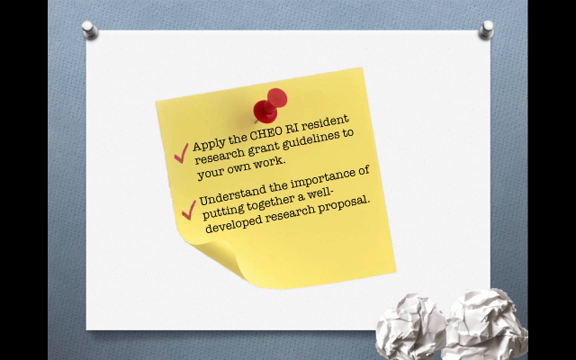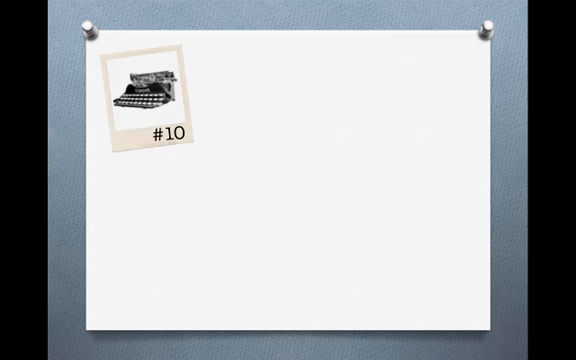Although this may all sound overwhelming at the start, go through this piece by piece and you'll quickly realize that you have a solid grant proposal in your hands. Don't hesitate to ask for help and use the resources we have available at the Research Institute. Now that you have completed Module 2, Writing a Research Proposal, you should be able to apply the CHEO Research Institute Research Proposal Guidelines to your own work, and you should understand the importance of putting together a well-developed research proposal. Tip number 10, proofread.